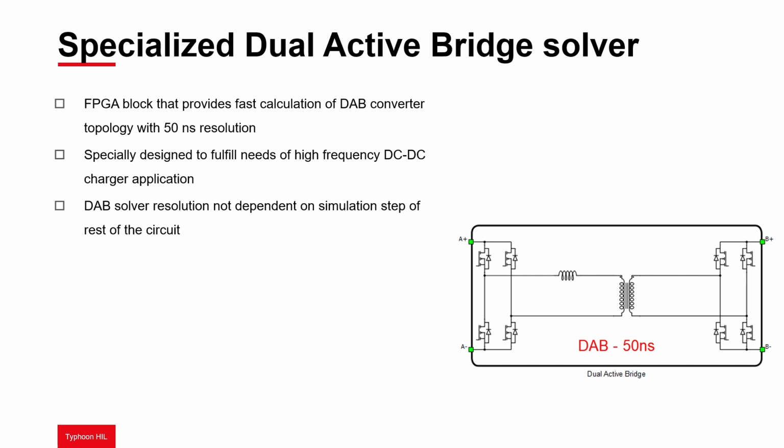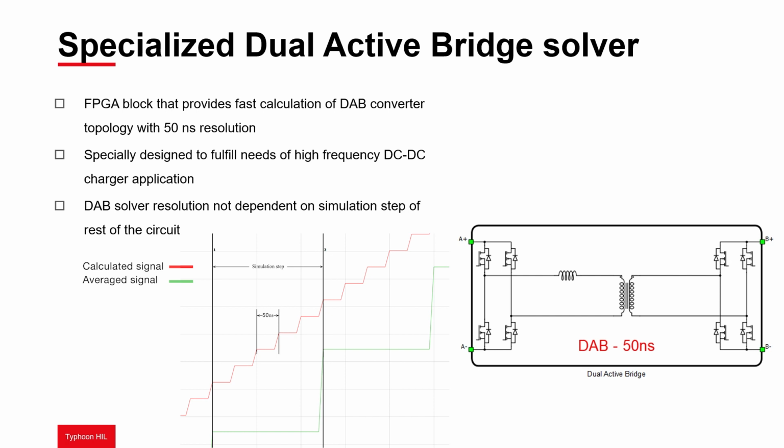State calculation of the dual-active bridge component is performed every 15 nanoseconds. However, calculation results must be uploaded at the rate of the simulation time step for the rest of the circuit. Considering that, the dual-active bridge solver will take all values calculated during the simulation time step and, after the simulation time step expires, calculate the average value and provide this to the component's outputs.